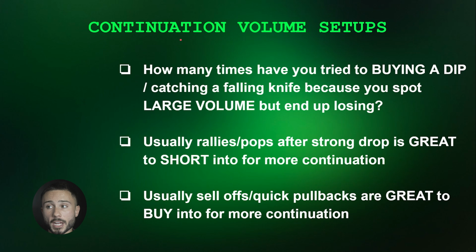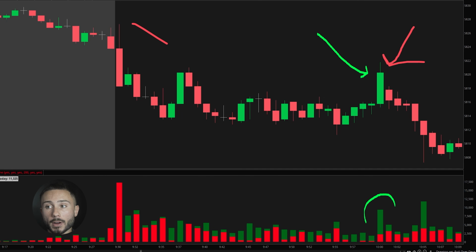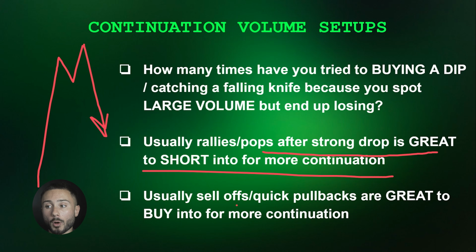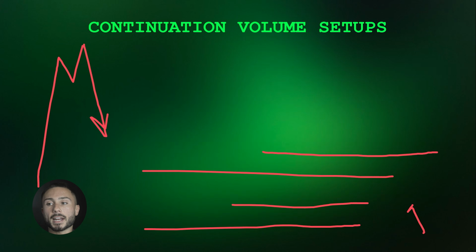And then some more continuation volume setups. How many times have you tried buying a dip, catching a falling knife because you spot large buying? Usually those rallies or pops after a strong drop are great to short into for more continuation. The market had dropped here, right? We had sold off. Here's that quick pop up on the volume spike. This volume spike, I am first looking to short into on the strong downtrending moves. If we're rallying up and we're uptrending and we see a quick strong sell-off or a quick pullback, this is great to buy into for more upside continuation.